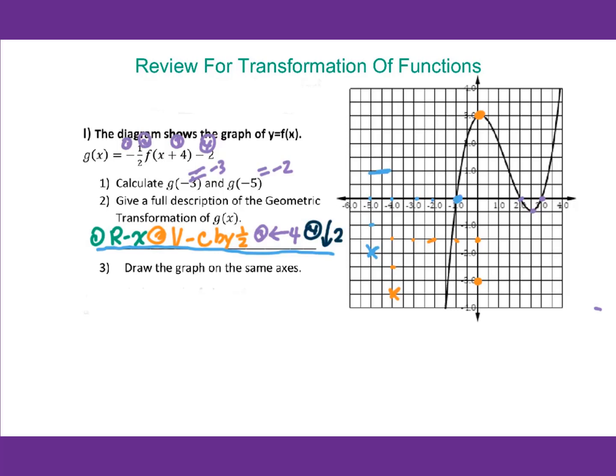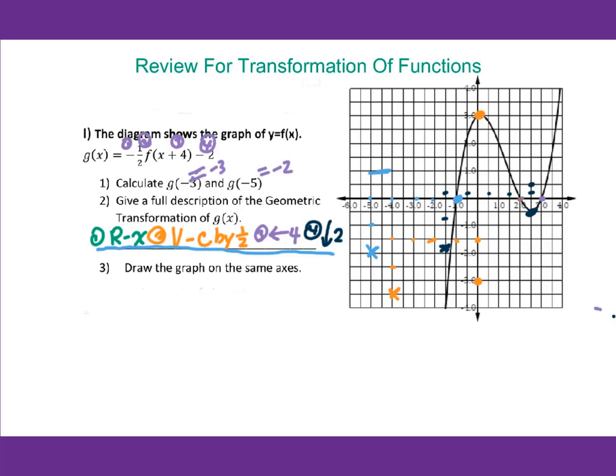Now let's go to this point. Reflect across x-axis here. Then vertically compressed by 1/2, it's here, because for 0.5, you divide by 2, that's here. Then move to the left 4: 1, 2, 3, 4. Then go down 2: this is 1, 2. So we got this point.